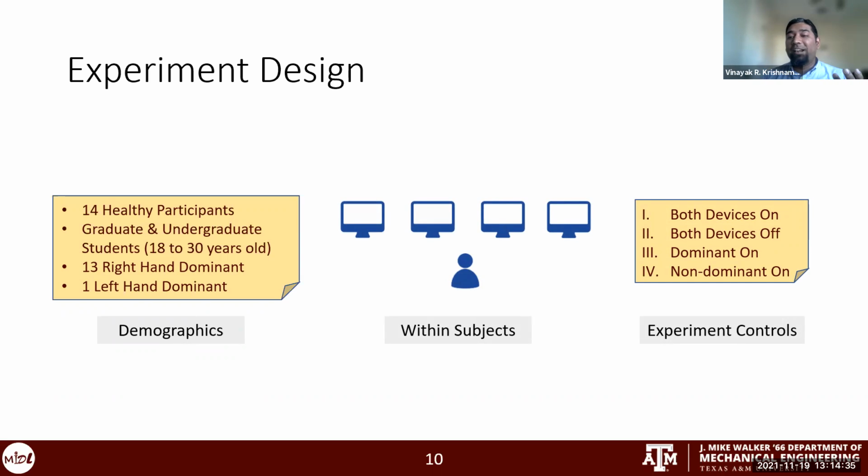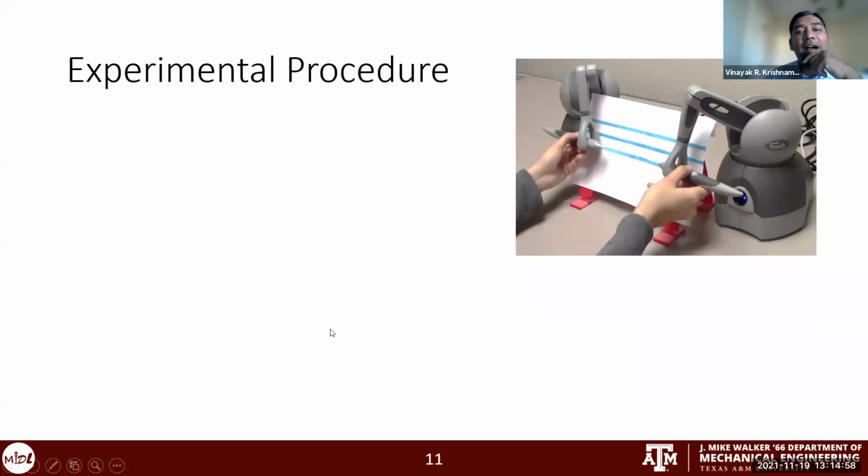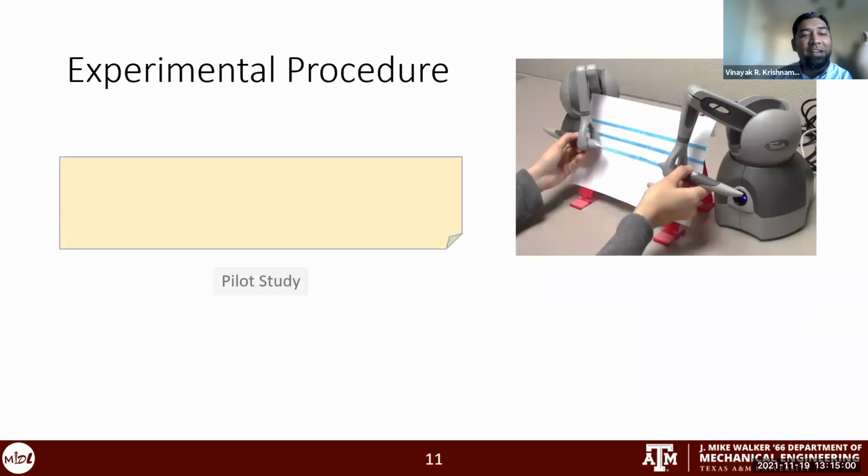Then the second condition is we turn off both the devices, so there is no force feedback at all. The next 2 conditions are the device on the dominant hand, and the device on the non-dominant hand, with the other device off. That's the asymmetric part of the experimental control. With this, we asked the user to do a very simple task.